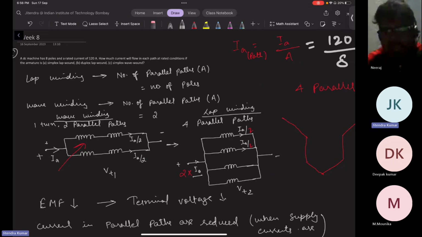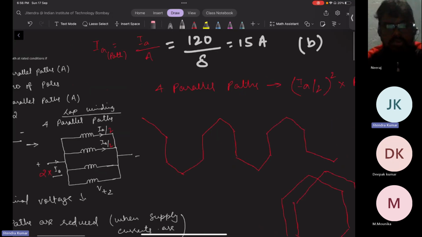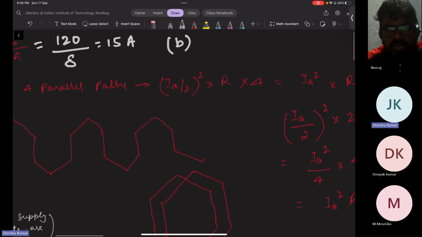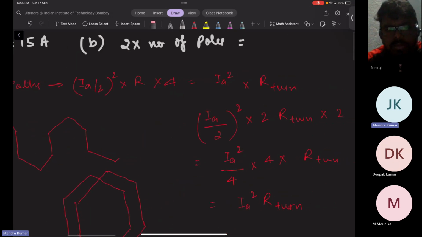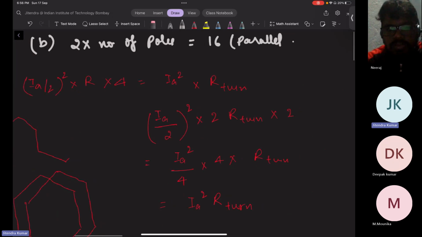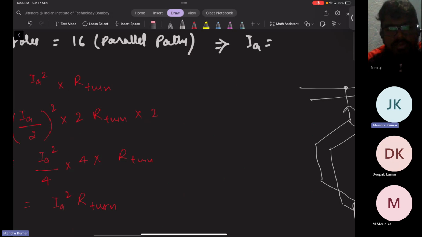Okay, so let's move quickly to the B part. In B part, it is saying duplex lap wound. In duplex lap wound, as we saw just now, the number of parallel paths will be double the number of poles, and we know why, right? So here it will be 16 parallel paths. So IA will be 120 by 16, which is equal to 7.5 amps.